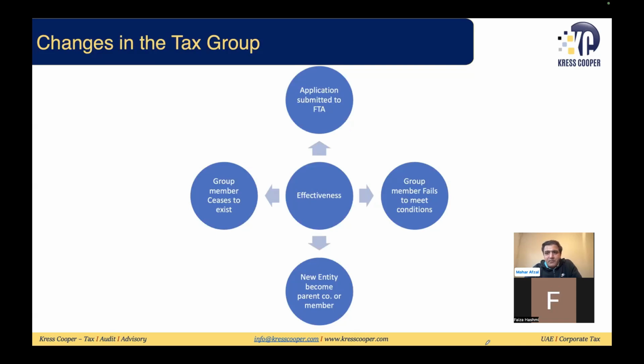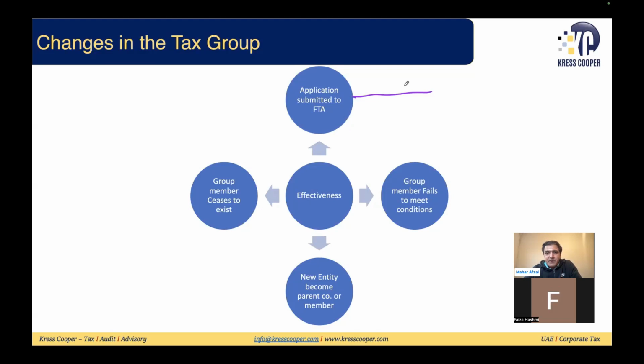You can look into this wherever we are submitting an application to the FTA. This application can be to set up the tax group. This application can be to remove the subsidiary. This application can be to change the parent company. So whenever we are submitting any application to the FTA, it has been given in the guide that this application will be effective from the beginning of the respective tax period or any other date specified by the FTA.